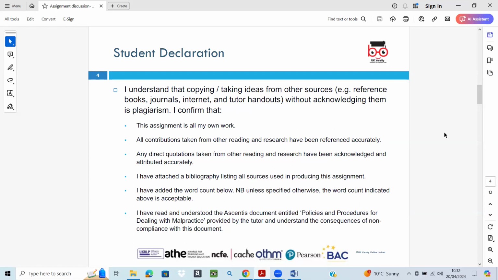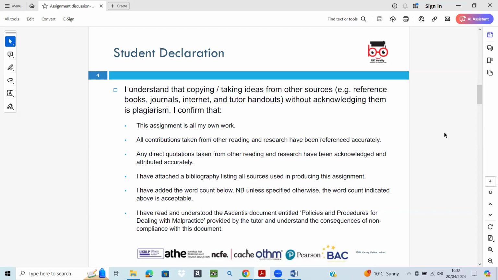So why is the declaration important? It's important because it shows that we are committed to doing our own work and not plagiarizing. It's about upholding the principles of academic integrity, and let's break down some of the key points of the declaration.